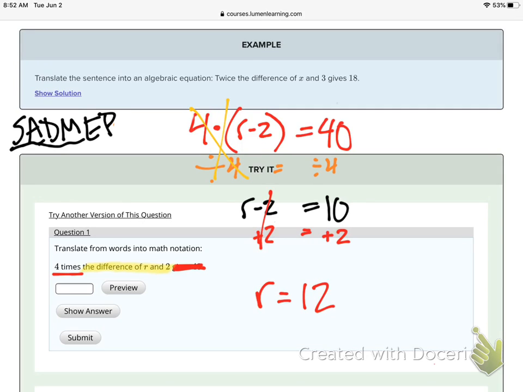Excellent. Emmett also got that too, so awesome, you guys. Let's see this next one.